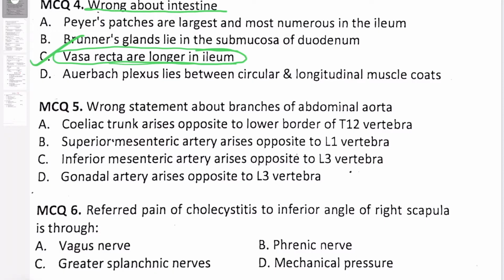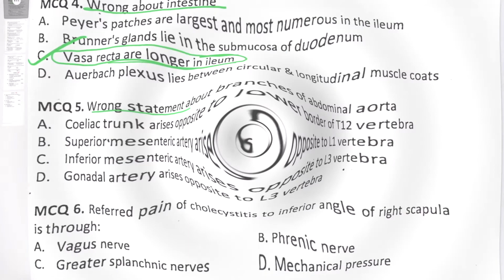Celiac trunk arises opposite to the lower border of T12 vertebra. Superior mesenteric artery arises opposite to L1 vertebra. Inferior mesenteric artery arises opposite to L3 vertebra. Gonadal arteries arise opposite to L3 vertebra. So again, you have to find out the wrong statement here.